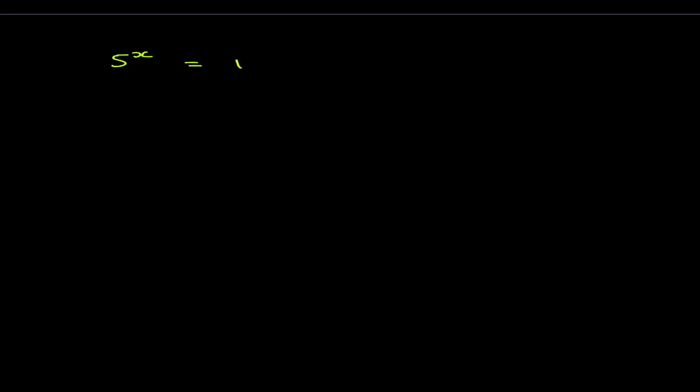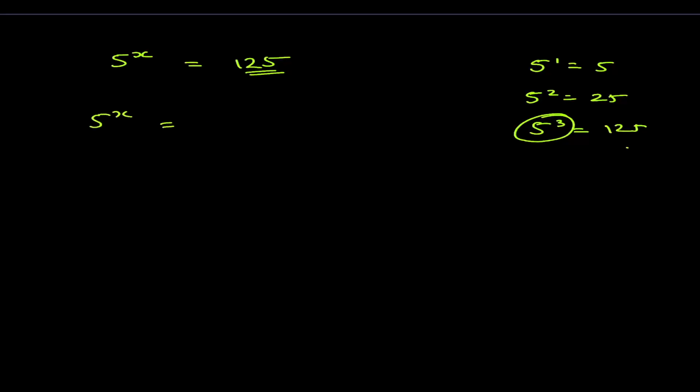5 to the power of x equals 125. So let's just write out all our indices for 5. So 5 to the power of 1 is 5. 5 squared is 25. 5 cubed is 125. So instead of 125, I could just write 5 cubed. So 5 to the power of x equals 5 cubed, and that just means that x equals 3. That was nice and easy. Okay, let's go a bit harder.